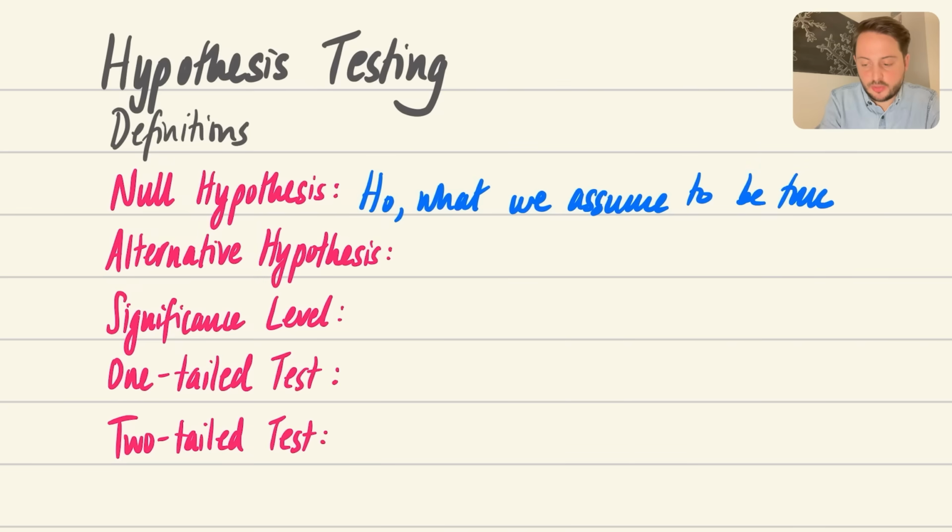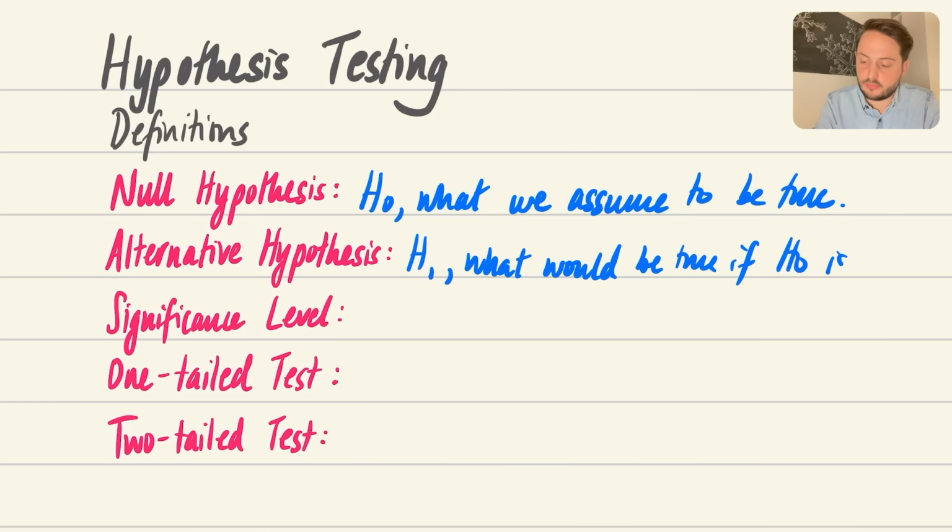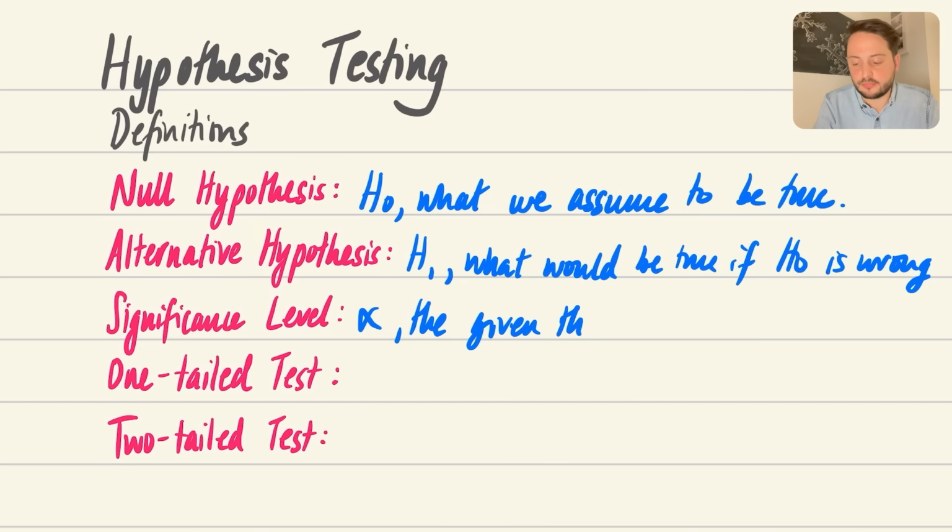Even if you can't do the whole question, get yourself some free marks by writing out your null and alternative hypotheses. So the alternative hypothesis is H1, and it's what would be true if H0 is wrong. Then we have the significance level. The significance level, we usually use the letter alpha, and this is the given threshold of likeliness. This usually makes more sense when you're actually doing a question.